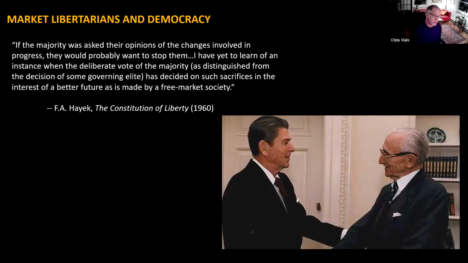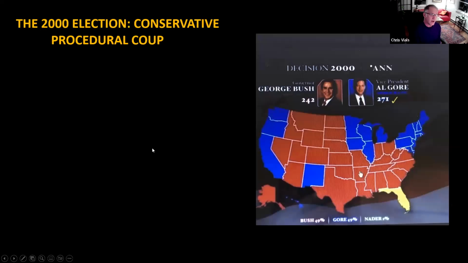Now, going forward, here we go. I'm going to switch to the hard right in a second, but let's not forget the 2000 election, which was in certain ways a conservative procedural coup, right? In certain ways, all of these theories that were percolating around amongst conservatives were put into practice in extremely meaningful ways.